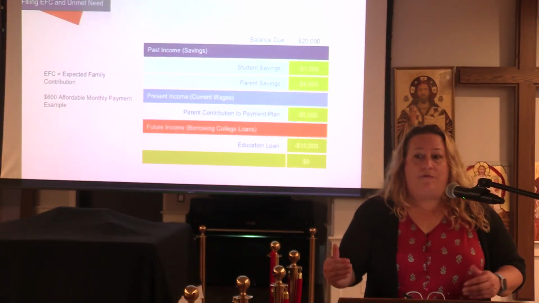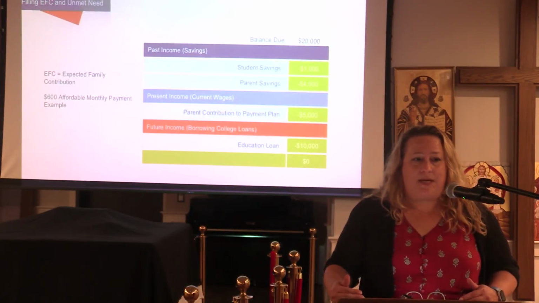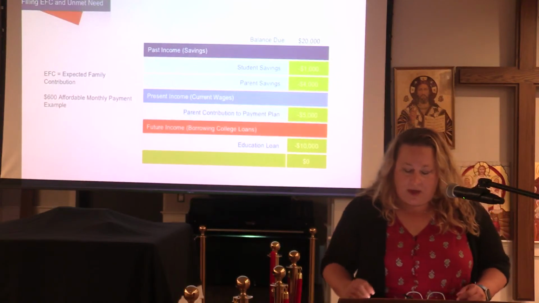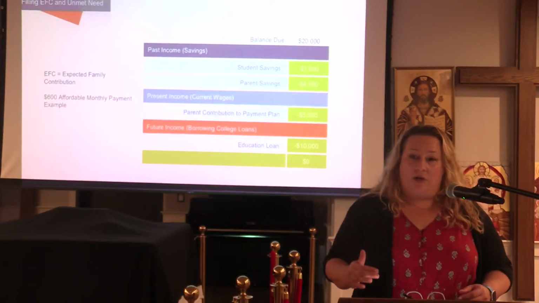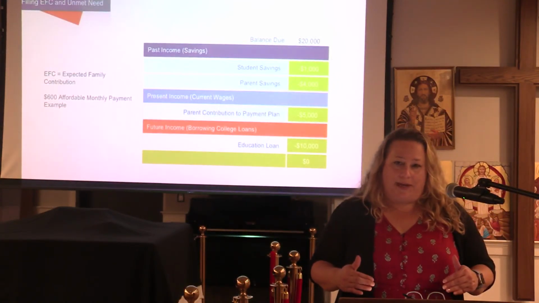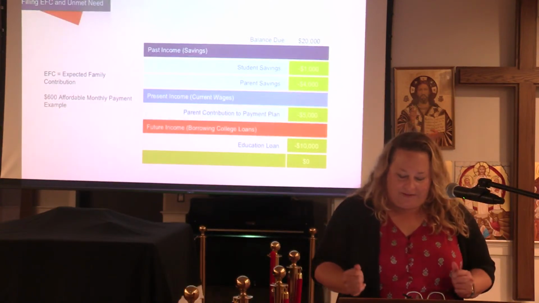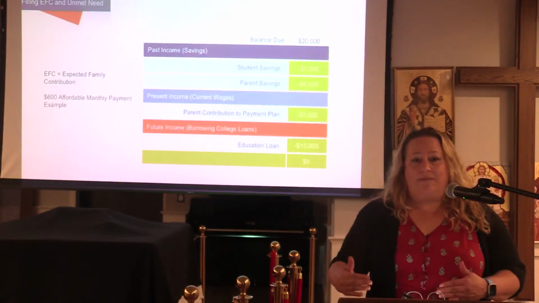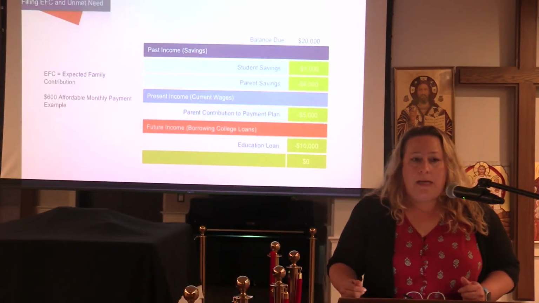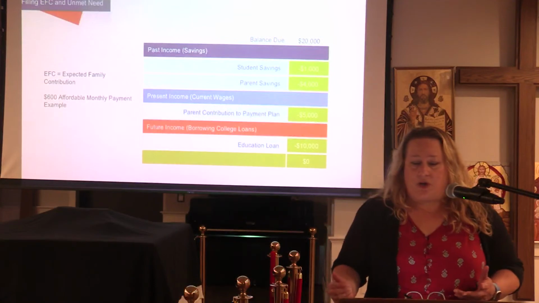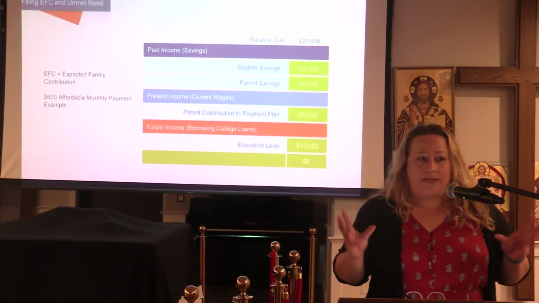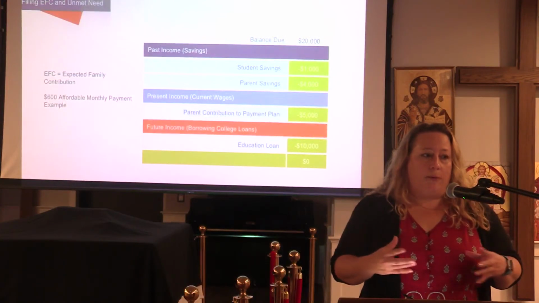Then we have our affordable monthly payment. That's where this comes in. So this parent has said, I can afford $600 a month. So we're going to do $500 a month on a $5,000 payment plan, not the $20,000, but the $5,000. And then we cut our bill in half. The rest of it, we're going to have to put on a parent loan for $10,000 at $100 a month. So $500 on the payment plan, $100 on that loan. That's my $600 affordable payment.